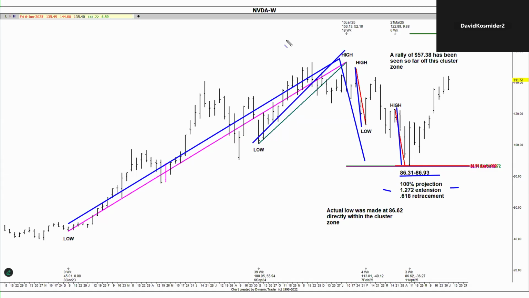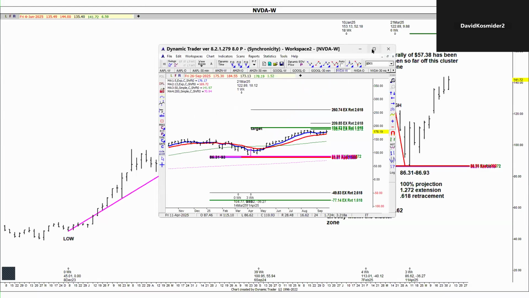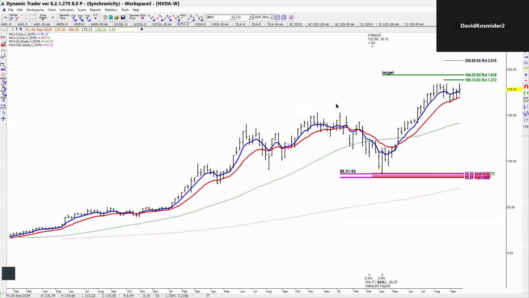It held, and well, where's my current chart? Let's see. Let's see if it's all my weekly. Okay, yeah. So yeah, we met target number one, which was the 1272 extension, and target two off of this low comes in at 194.23.